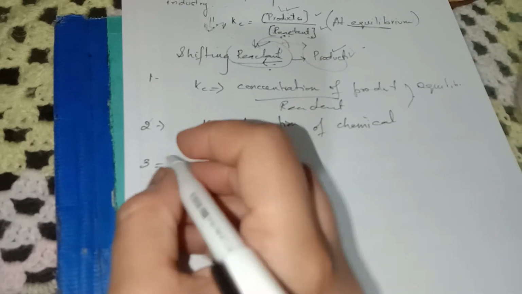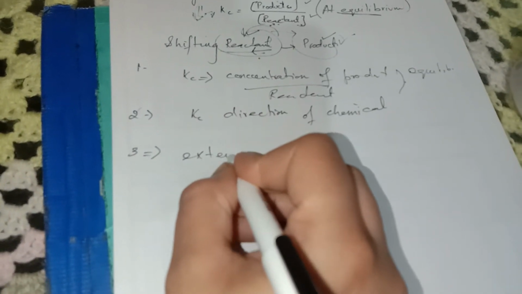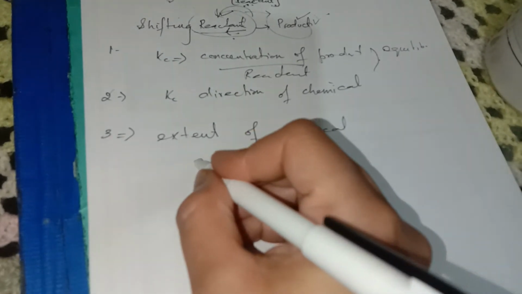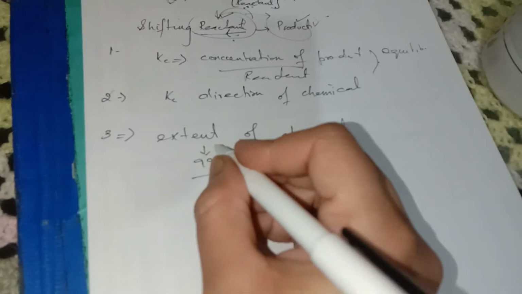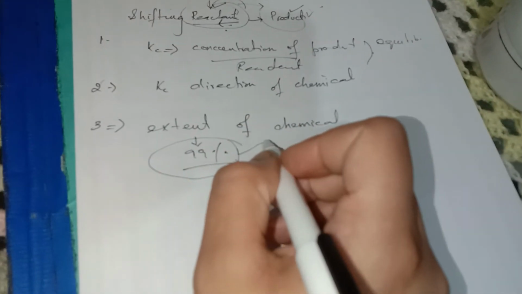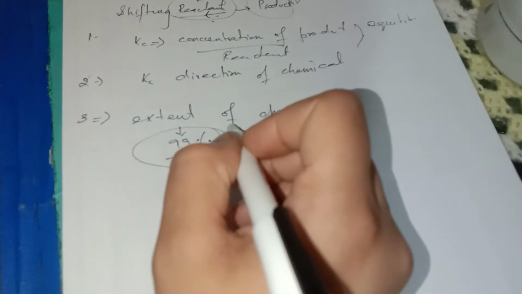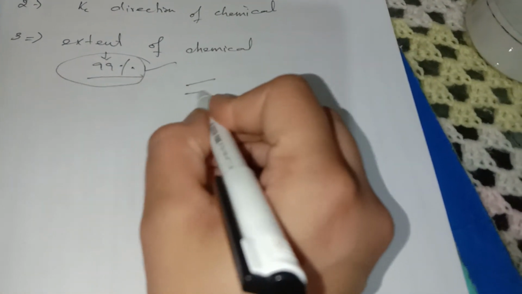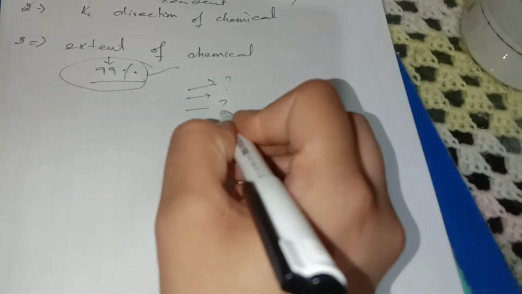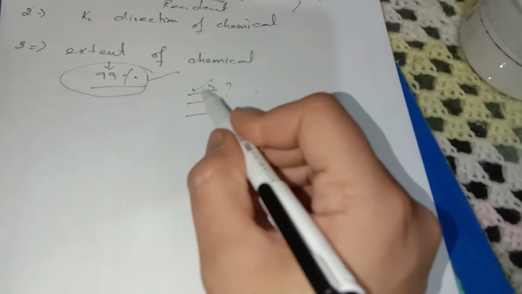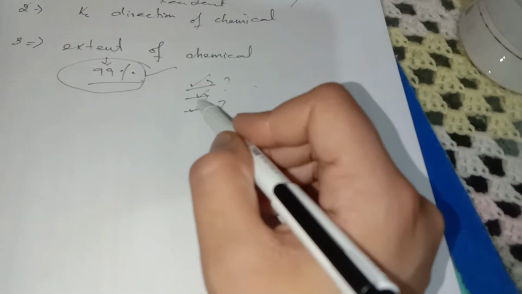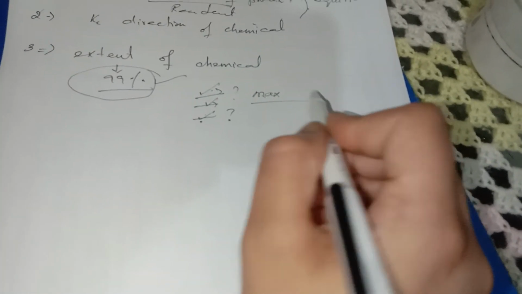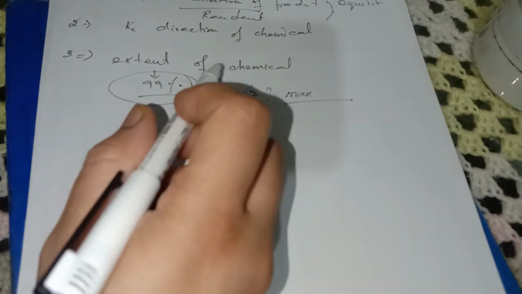Third thing which it can find is the extent of a chemical reaction. What do we mean by the extent of a chemical reaction? Extent means how valuable this chemical reaction is, how much yield it can give you. In daily life as well, we have different methods to produce a certain thing. So Kc basically tells which method is the most suitable and which of the methods would give you the maximum amount of the product. This is what we call the extent of the chemical reaction.